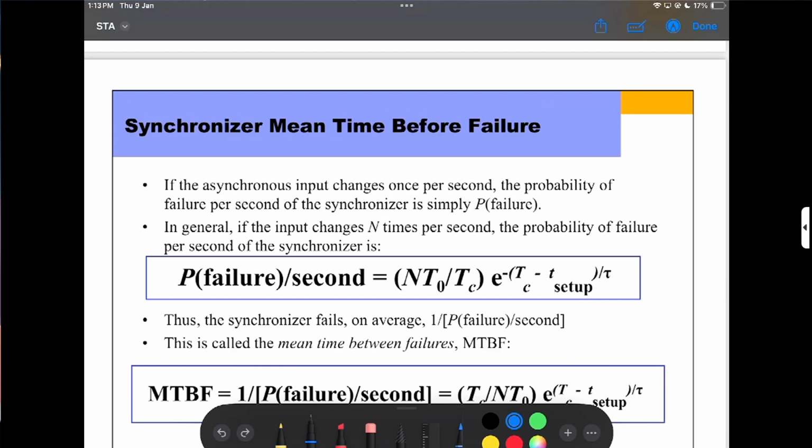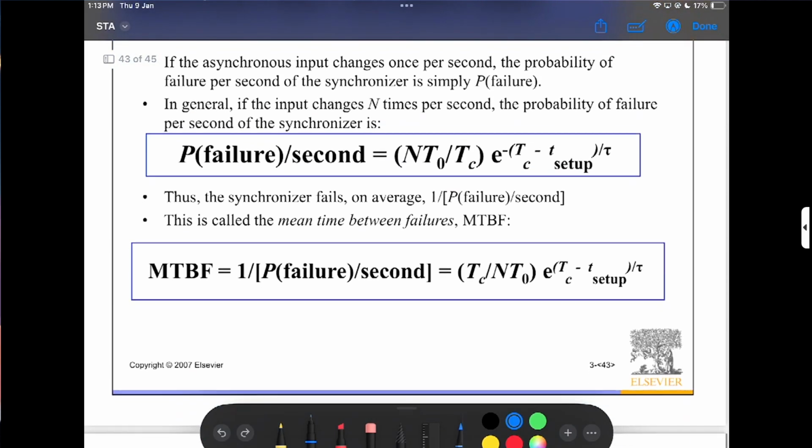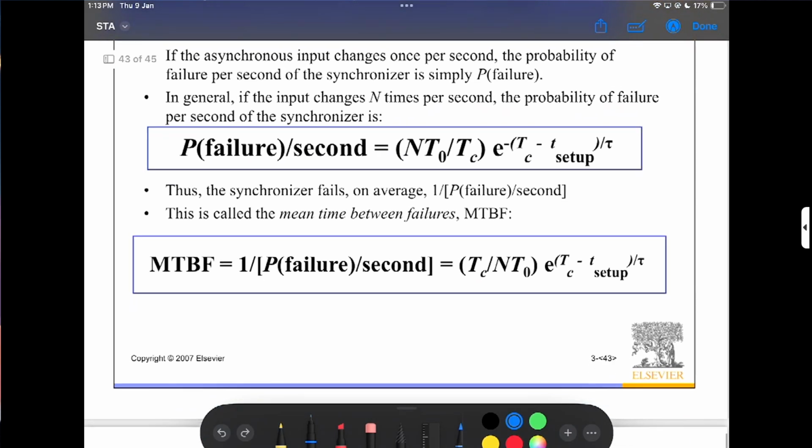If the asynchronous input changes once per second, the probability of failure per second of the synchronizer is simply P failure. In general, if the input changes n times per second, the probability of failure per second of the synchronizer is P failure per second = (n T naught / Tc) into e to the power minus (Tc minus T setup) by tau. These are the conditions of P failure per second, and MTBF is 1 by P failure per second.